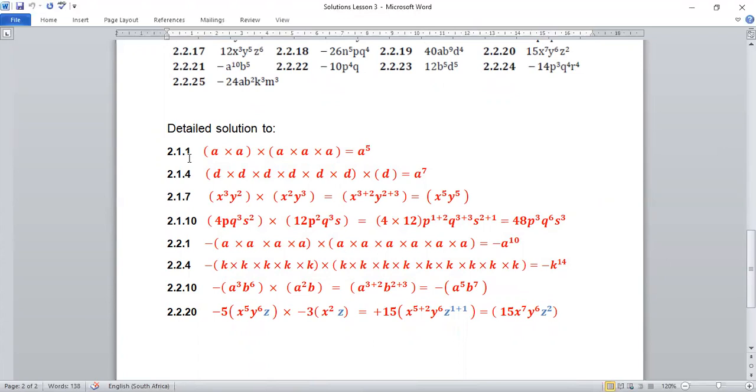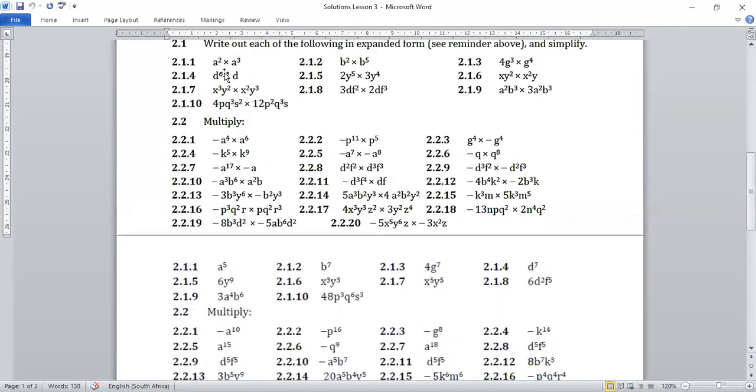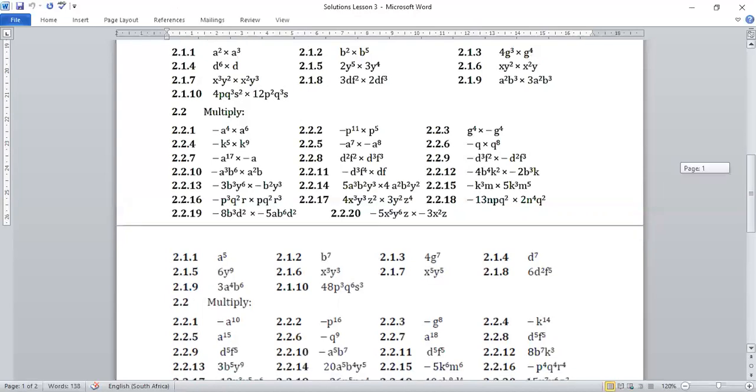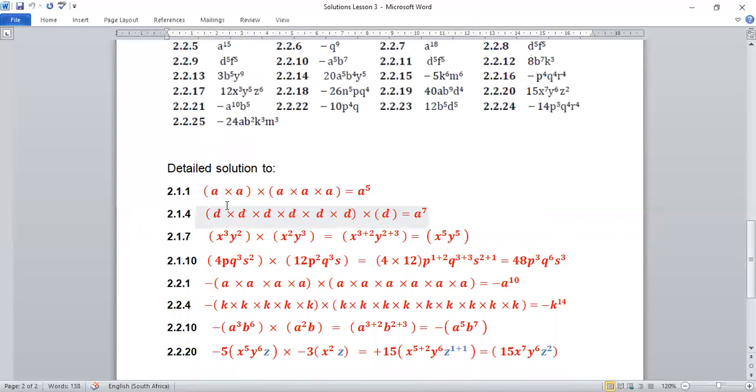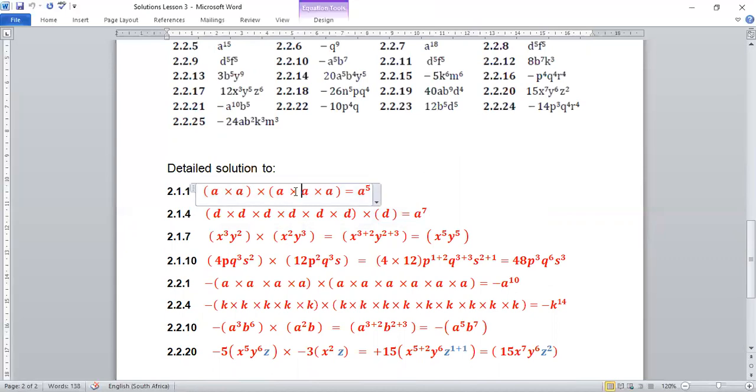2.1.1. In question 2.1.1, you were given, let's quickly go to the question, a squared multiplied by a cubed. You were asked to write out the following in expanded form and then to simplify. So we know expanded form means if you're given a squared, it is a multiplied by a. A cubed is a multiplied by itself, a multiplied by a multiplied by a. Now this is referred to as the expanded form.